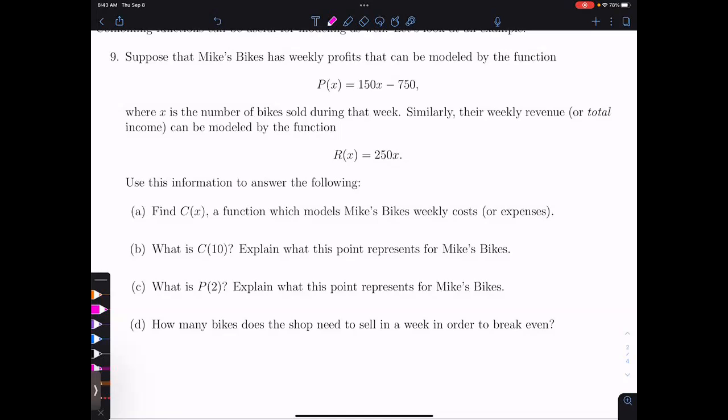What we want to do is find C, a function that models the weekly costs, which are the expenses, right? Okay, we know profit, we know revenue. Cost is sort of the third part of this triangle of things. Think about how it factors in, how it relates to those. Then once we have them, we're doing some evaluations. Find C of 10, find P of 2. What do these things represent? All right, so take a couple of minutes and try to think through, especially part A there, finding a function that tells you the weekly costs if you know profit and you know revenue.